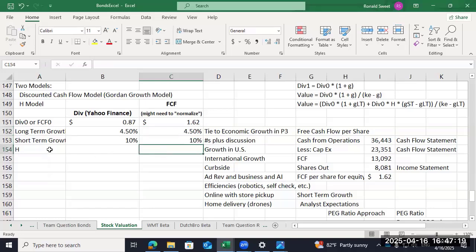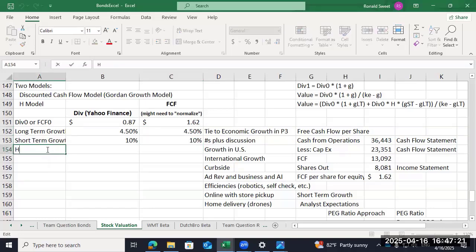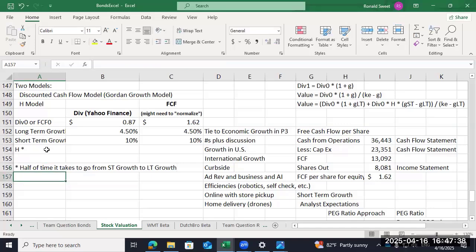And your H is half of that. So H is half of the time it takes to go from short-term growth to long-term growth. And again, it's just a discussion.